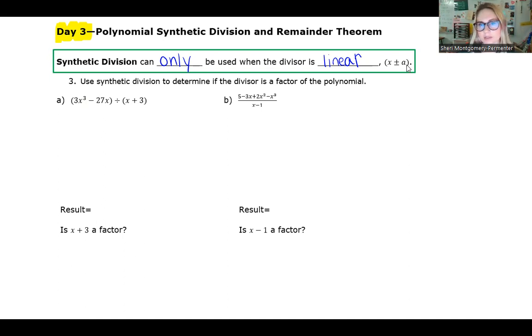So the divisor is what you divide by. The thing that you're dividing by is like here, it's that stuff divided by this stuff. So it has to be an x plus or minus something. It's just x plus or minus a number. A is just a number. So it has to be to the first power. Everything on the backside is to the first power.